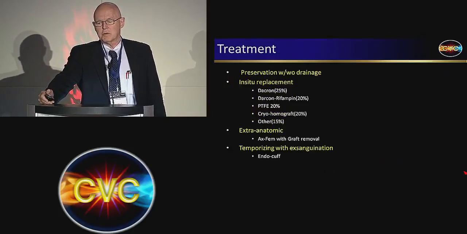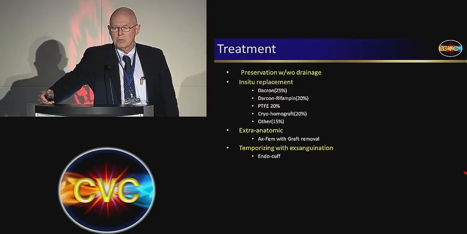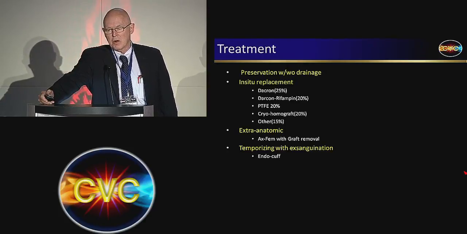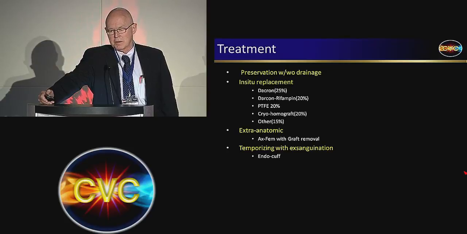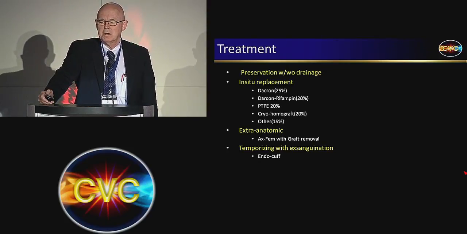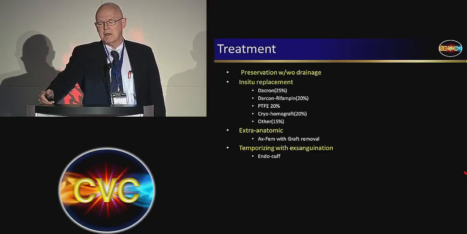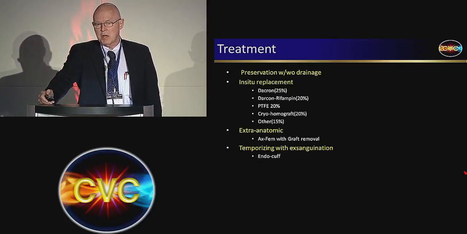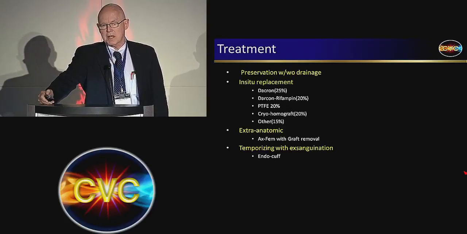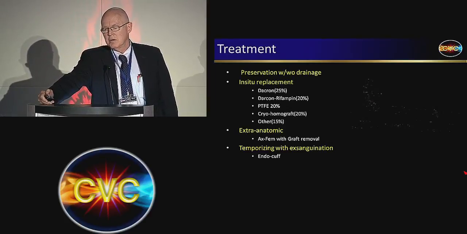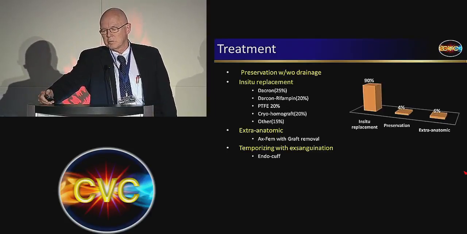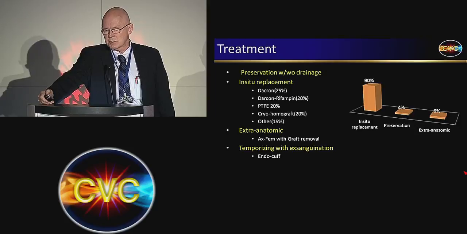So what are the ways we treat? Preservation with and without drainage. It's by and large done in patients who are too sick to do anything with. In situ replacement with Dacron, PTFE, or cryohomograft, and graft excision with extra-anatomic bypass. And sometimes we do a temporizing procedure for exsanguinating hemorrhage from a fistula with an endocuff, which is more difficult with endo than it is with an open repair because the neck is usually shorter.